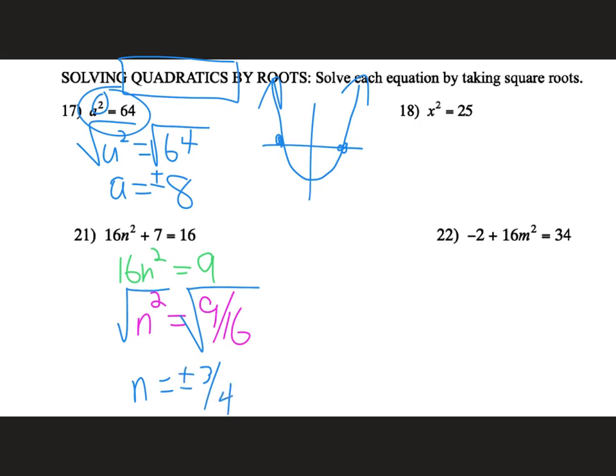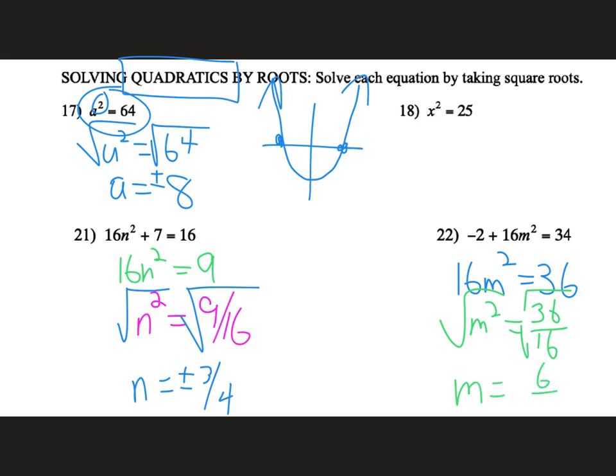Same idea on 22. We want to get 16m squared by itself. Let's go ahead and add 2 to both sides first. And then we're going to divide by 16 on both sides. So we're going to get 36 over 16. And now we take the square root. Don't fret. The square root of 36 is 6, and the square root of 16 is 4, so it's plus or minus.